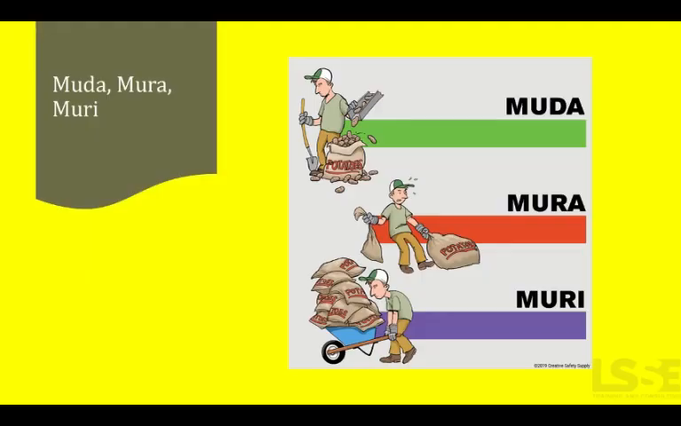Muda, Mura, Muri. And speaking of waste, in Lean, there are 3 types to be aware of. Muda, waste. Unnecessary steps, overprocessing, defects. Mura, unevenness, inconsistent workloads, or unpredictable flow. Muri, overburden, asking people or machines to do more than they reasonably can. When you're building your process maps, especially a value stream map, you're looking for all 3. The map makes them visible. Once you can see the problem, you can fix it.